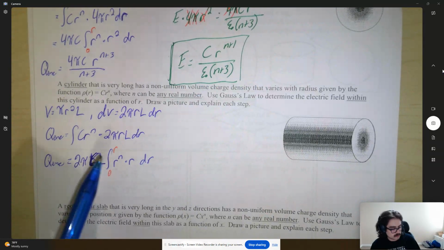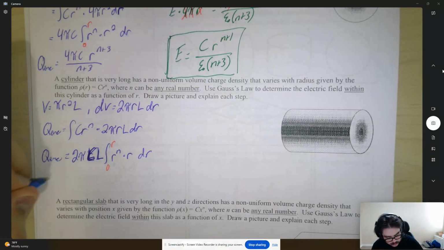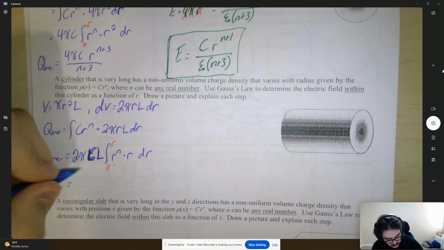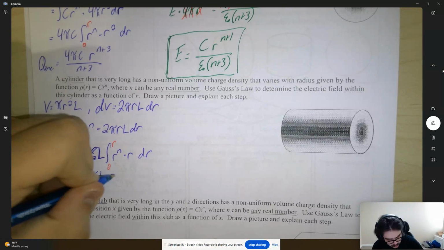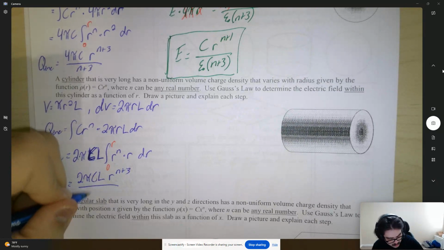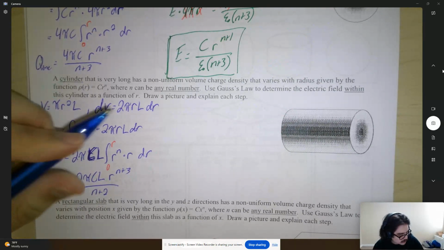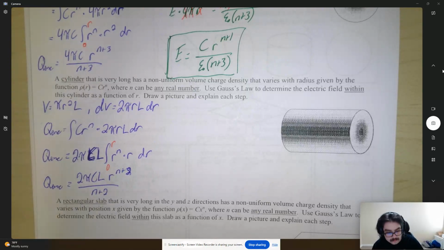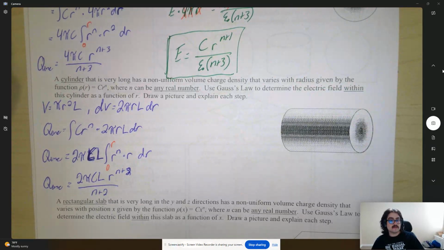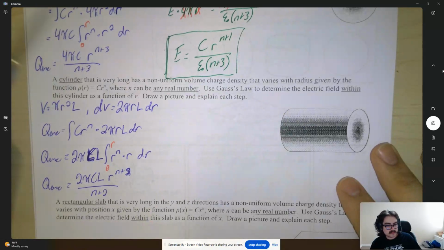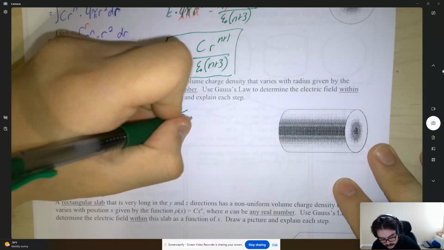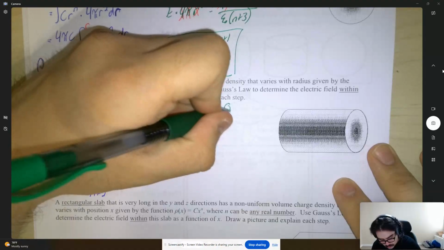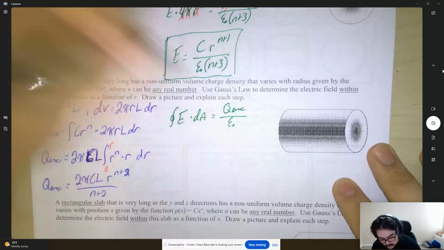This is going to look very similar to what we had before. This is just going to turn into the Q enclosed is going to be 2 pi CL times R to the n plus 3 over n plus 2. Oh, sorry, it should be just n plus 2 on the top here. So it's going to look very similar to what we had before, but it is going to be a little bit different. Now, when we determine the electric field, the surface integral E dot dA equals Q enclosed over epsilon naught.